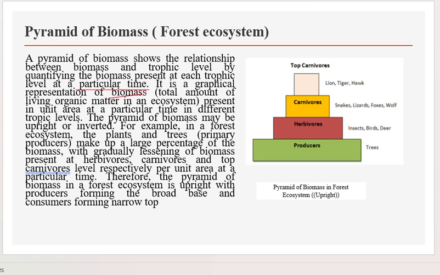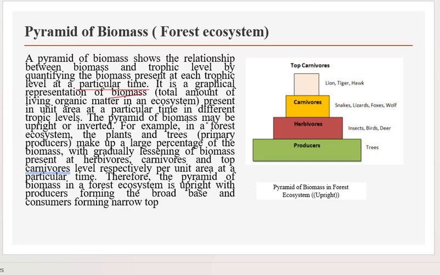What is biomass? Biomass is nothing but the total amount of living organic matter. Please remember the words living organic matter in an ecosystem. That is biomass, present in unit area at a particular time in different trophic levels. Okay, the pyramid of biomass may be upright or it may be inverted.